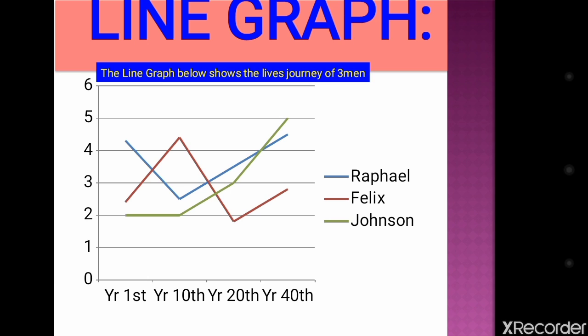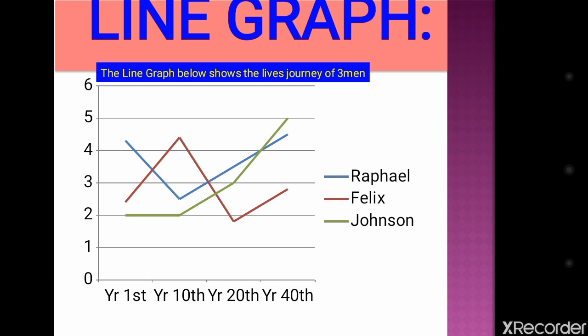But at 40 years, that's not the end of their lives anyway, we discover that Johnson had moved to level 5, while Felix seemed to be at the lowest level, just about level 2, not up to level 3. And then Raphael is above level 4.